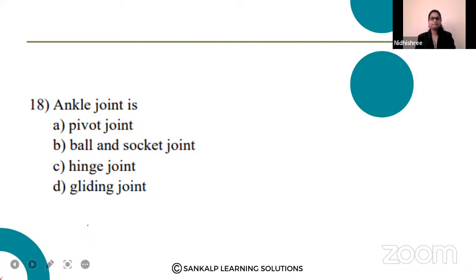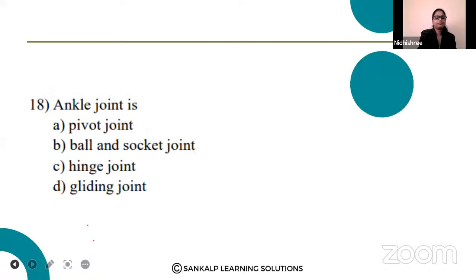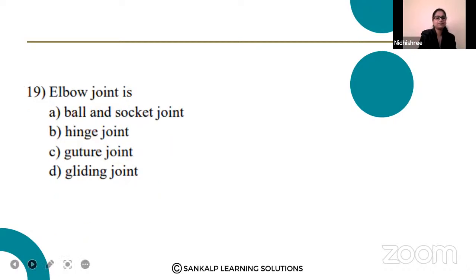Let us check the answer. Option C, that is, ankle joint is a hinge joint. Option C is the right answer, guys.